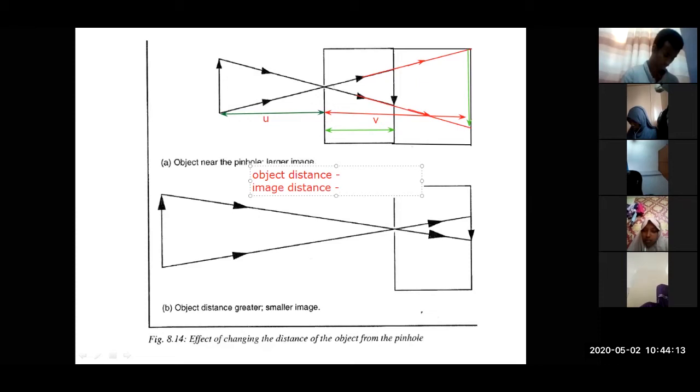Then talk about the image distance, the one I've just illustrated. Now, image distance is the same as the length of the pinhole camera. When the length of the pinhole camera is smaller, the image is also smaller. When the length of the pinhole camera is bigger, the image is also bigger. In other words, smaller image distance, smaller image. Larger image distance, larger image. So it is directly proportional. The size of the image is proportional to the image distance. But for the object distance, it is inversely proportional.